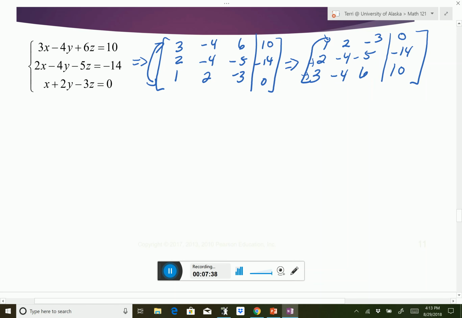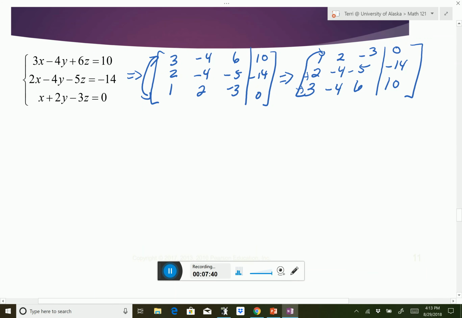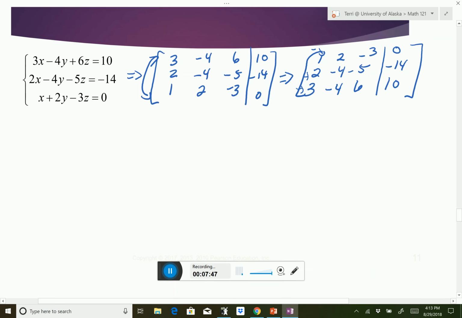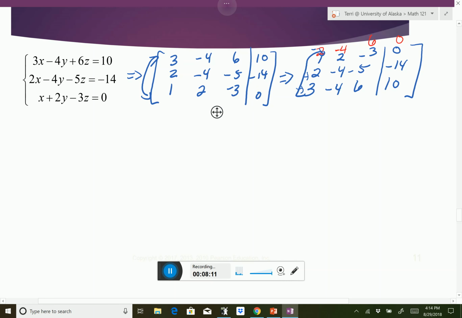So I want to multiply the top by -2 and add. So -2, I'm going to use a different color here for you guys. See this a little better. So -2, 2 times -2 is -4. And -3 times -2 is +6. Okay, so let's see what happens when we do this. Oh, I'm sorry, 0 times -2 is still 0. Okay, let's add this to the second, and let's see what happens.